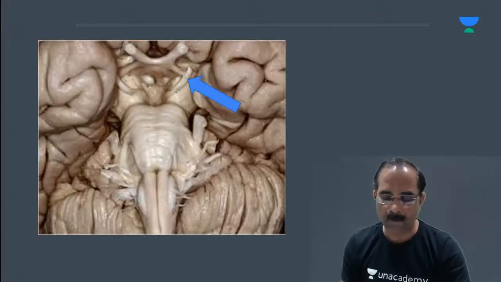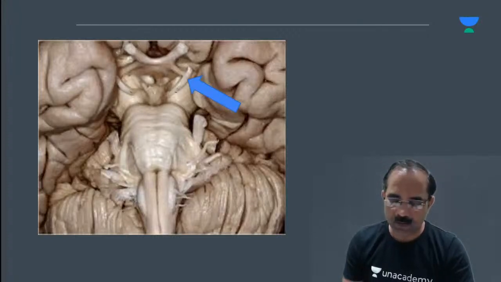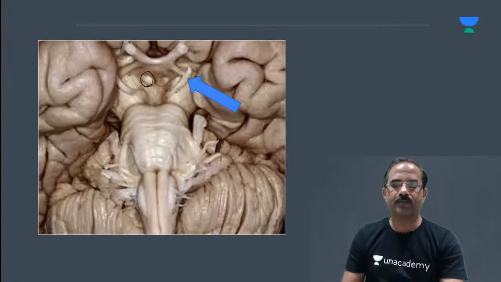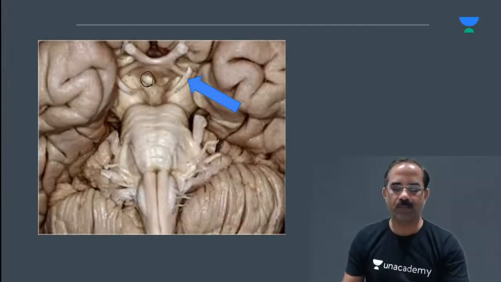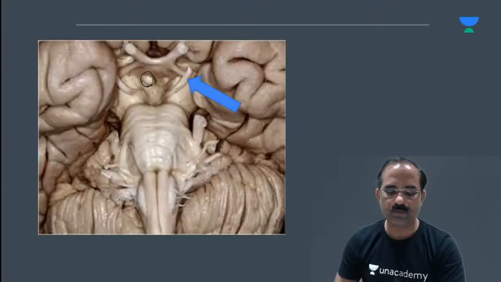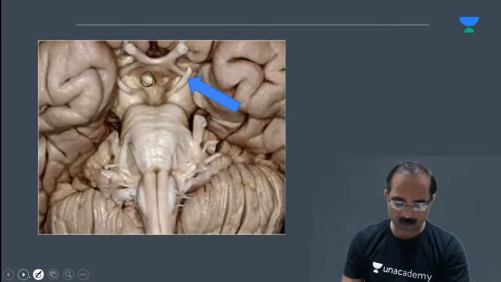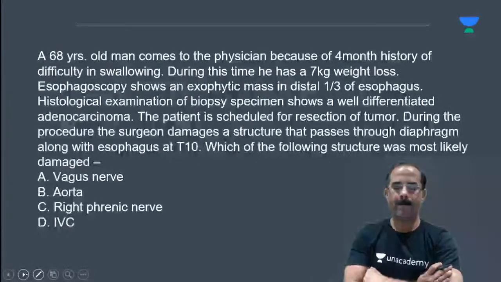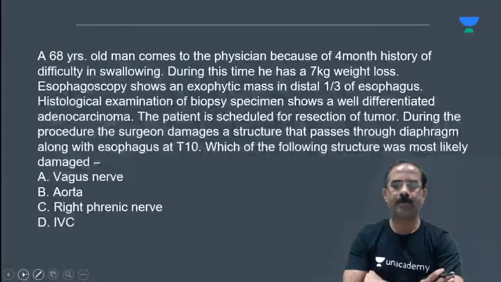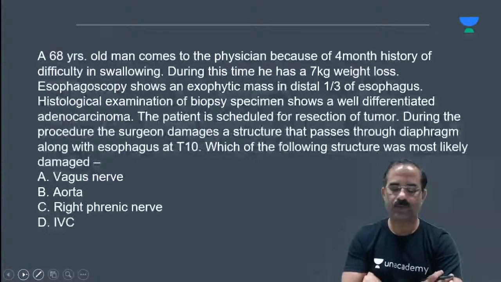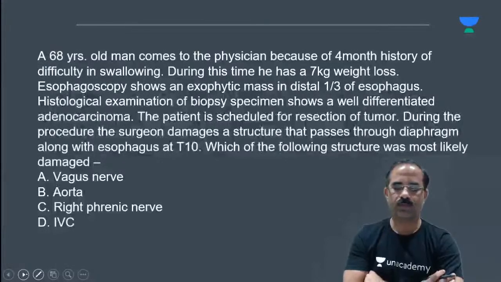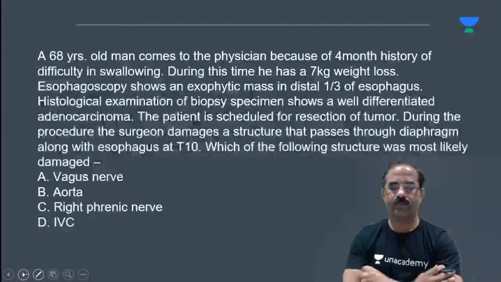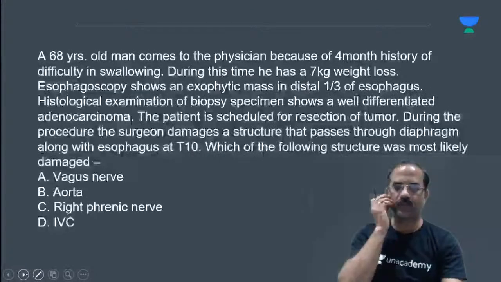Which circle? This is the mammillary body. Mammillary body. Fine. Okay, see the next MCQ. Answer this. And that rhomboid shaped structure is the interpeduncular fossa.